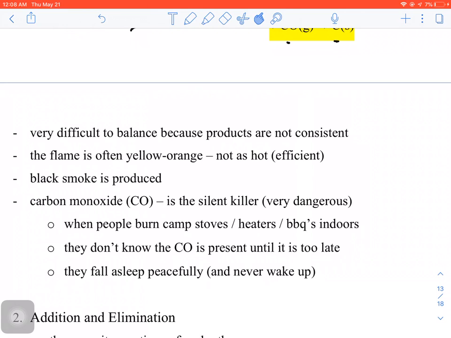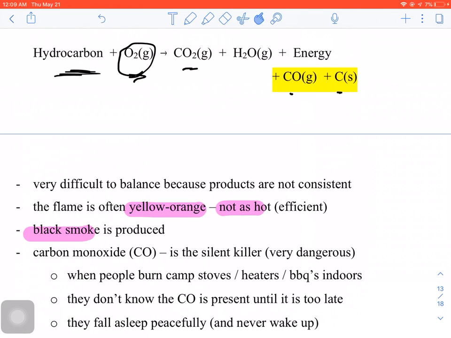Now, this yellowy orange flame that we're going to get is 1, not very hot. 2, is creating a lot of smoke because that black smoke that's being created is that solid carbon that we're talking about up here. Right? And then we're also going to get this thing here. Okay, carbon monoxide. Carbon monoxide is the silent killer.